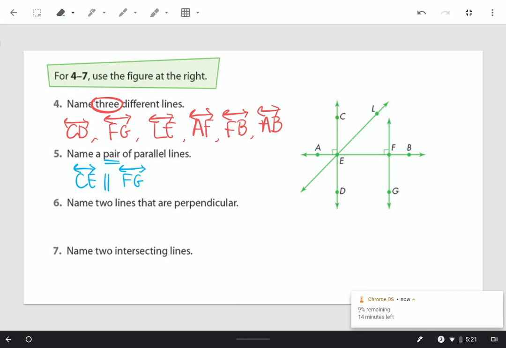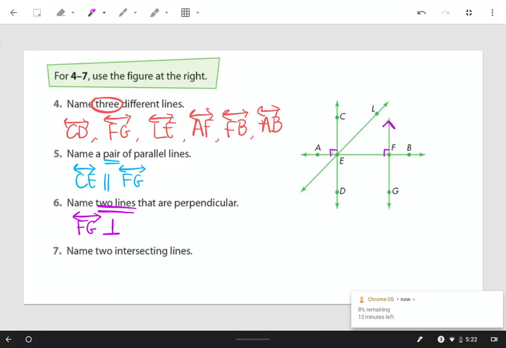All right. Number 6, name 2 lines that are perpendicular. All right, so remember what perpendicular means. Perpendicular means that they form a right angle. So I see right angles here and here, but I only need 2 lines. I only need a pair. So I'm going to choose this here. So I have line FG, and remember our label for perpendicular is the upside down capital T.